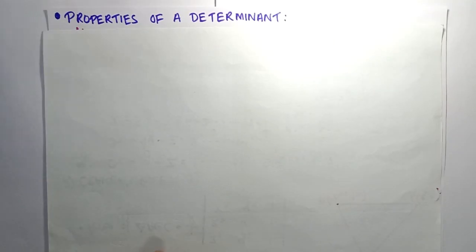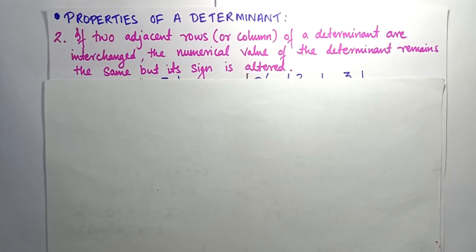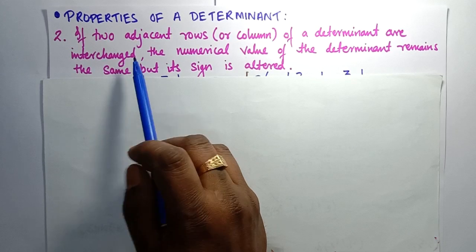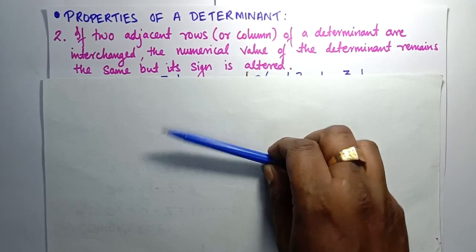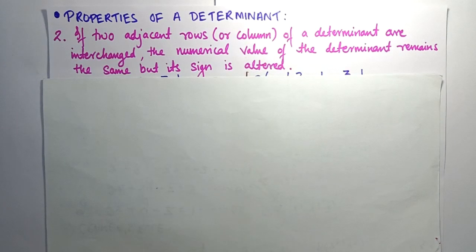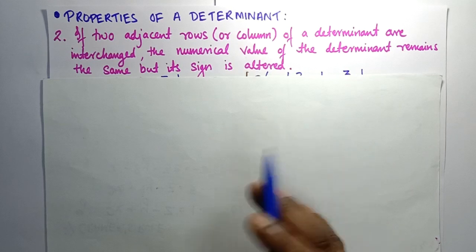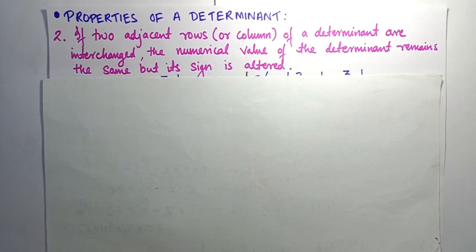Now we have the second property. Property number 2 says that if two adjacent rows or columns of a determinant are interchanged, suppose the second row and the third row interchange places, the numerical value of the determinant remains the same, but its sign is altered. Suppose I got the determinant 10. If I interchange the rows or columns, I'll get minus 10. So only the sign will change.